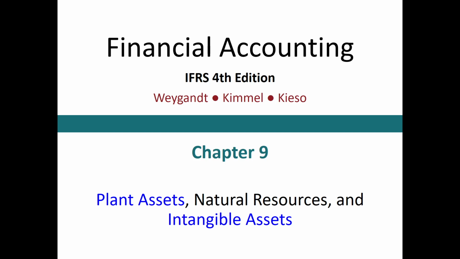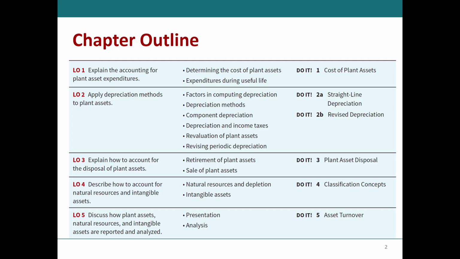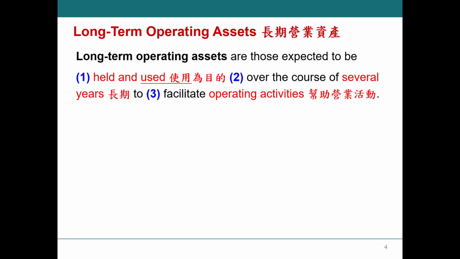So chapter 9, we talk about plant assets and intangible assets. These are the last two assets I want to talk about. Plant assets, intangible assets, why do we talk about them together? Because these two kinds of assets, we call them long-term operating assets, 长期营业资产. These two assets are our long-term operating assets.